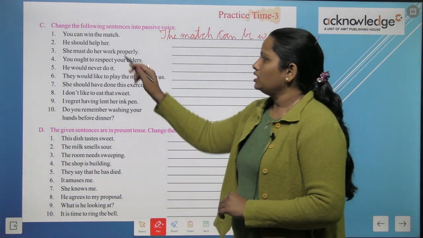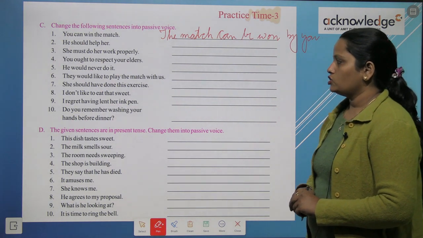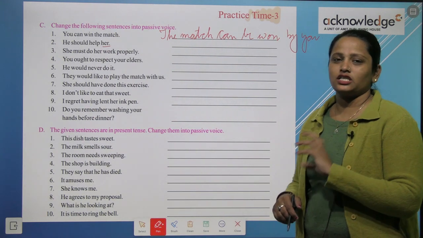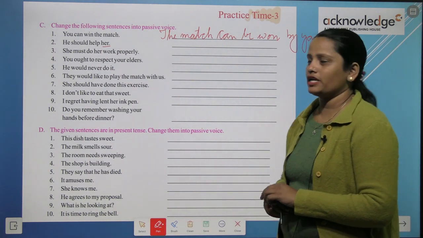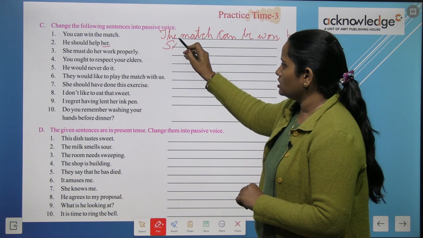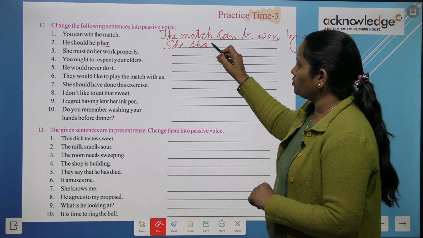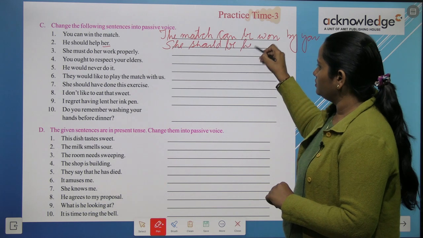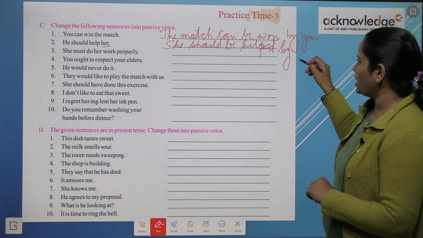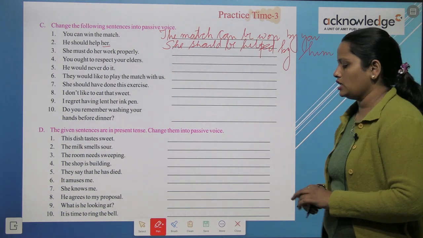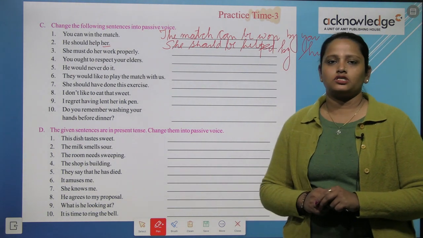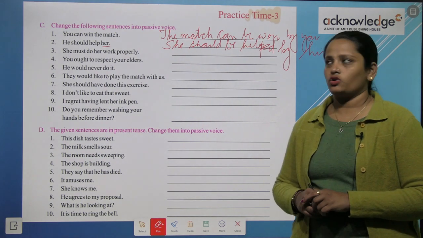Now the next is he should help her. So here help her को हम बना देंगे she, because we are changing the place of her. So her is in the object place. Now we have to shift this her to the subject place. So the answer is she should be helped by, अब he का बन जाएगा him. So she should be helped by him. So these are the two examples that we have done, children, and the rest is your homework.